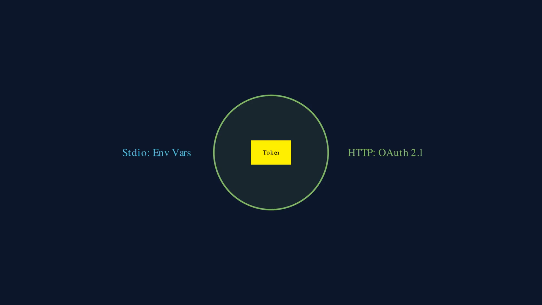Finally, security. For local stdio connections, environment variables can hold secrets. But for HTTP connections over the network, you must implement OAuth 2.1. This involves a proper token exchange. The server issues a token, your client stores it, and passes it in headers for every subsequent request. This keeps your API keys and user data safe. Master these patterns, and you'll have a truly production-ready MCP client.